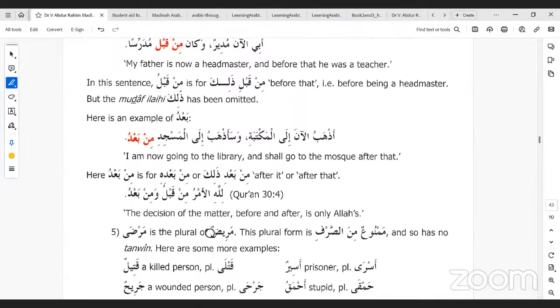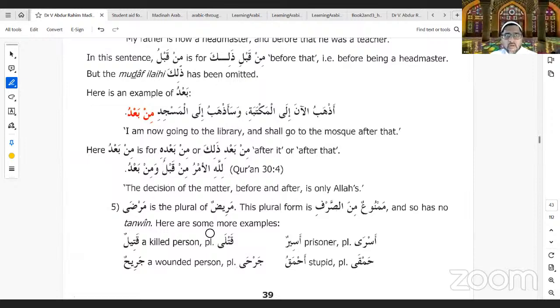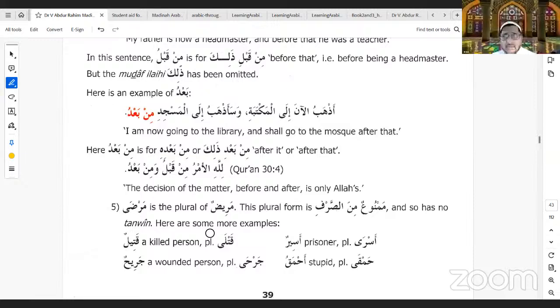So in the Quran it is written, Lillahil amru min qablu wa min ba'du. The decision of the matter before and after is only Allah's. So it's trying to teach you that the word qablu, if it comes with a dhamma, means that the mudaf ilay has been dropped and is mahdhuf. And when it comes with a fatha, normally qabla, then you will understand it's going to come with mudaf ilay, and the mudaf itself will be visible.